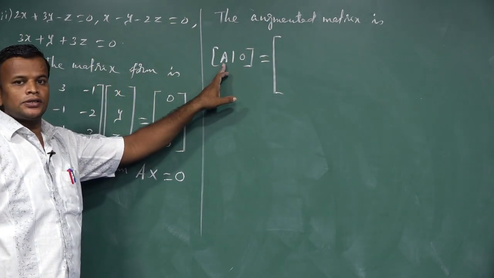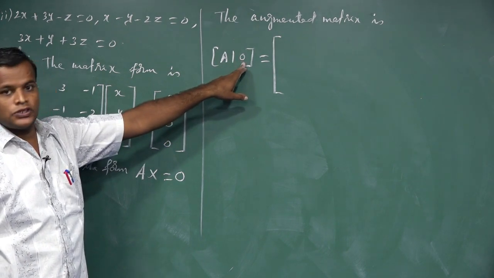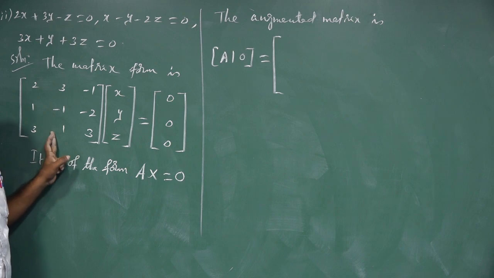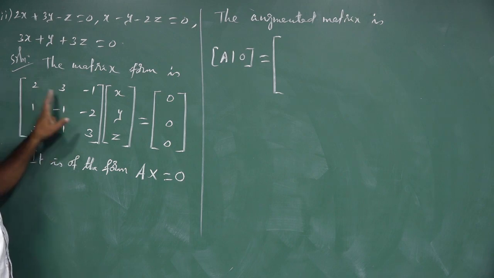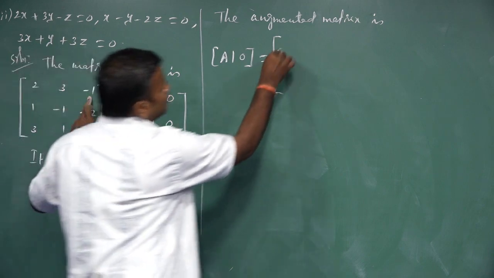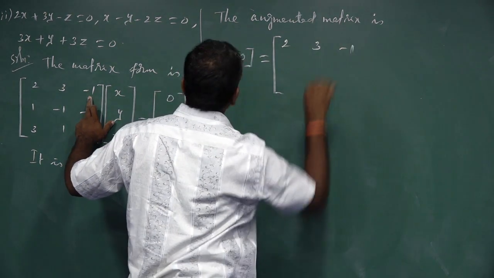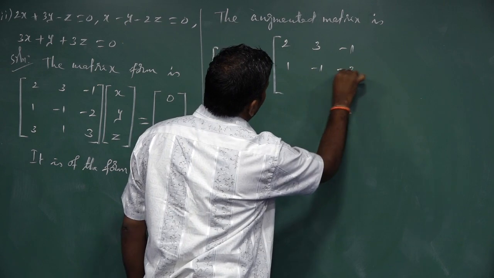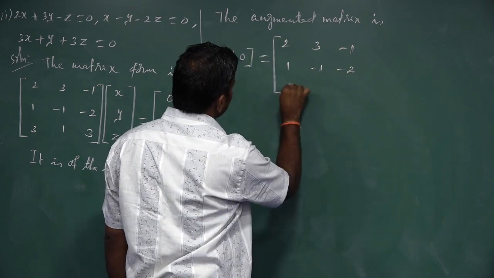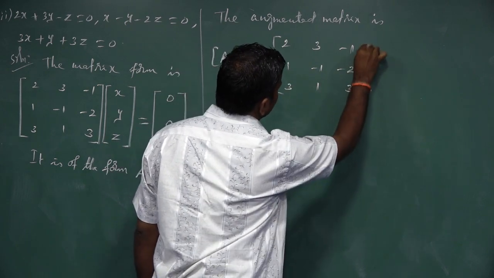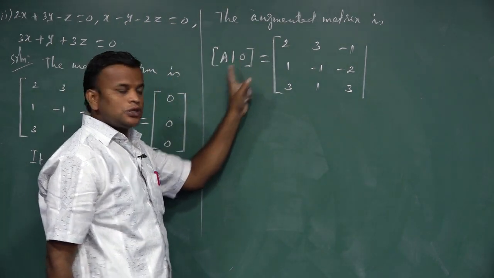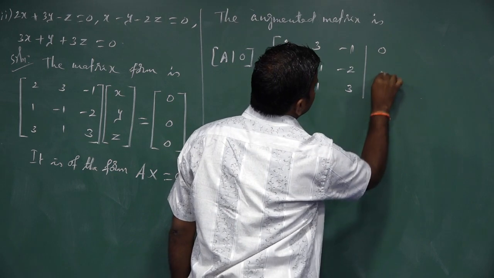A is the given matrix. We extend it by one column of 0. First we write the values of A. The values 2, 3, minus 1 lie in the first row. The second row: 1, minus 1, minus 2. Third row: 3, 1, 3. It is extended by the last column, where all values are 0.